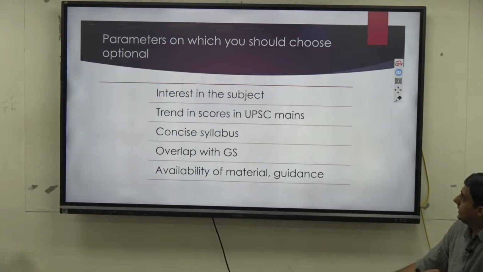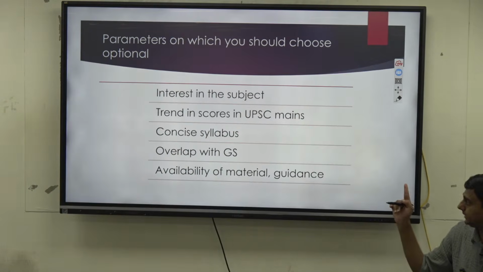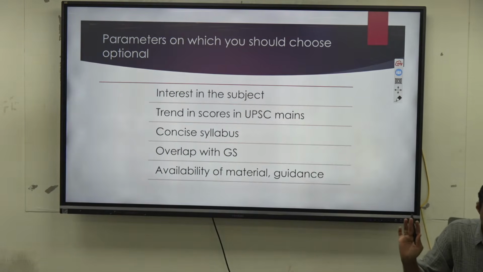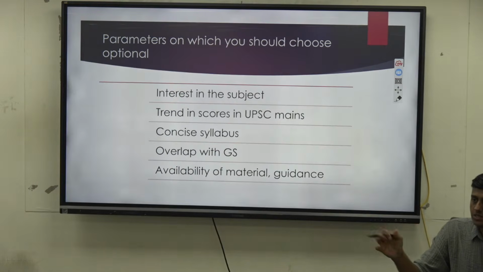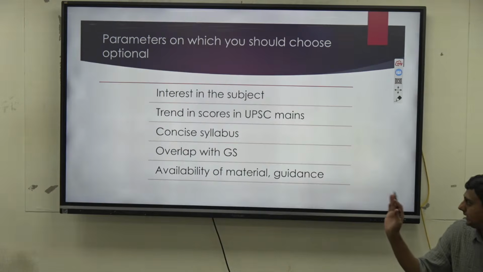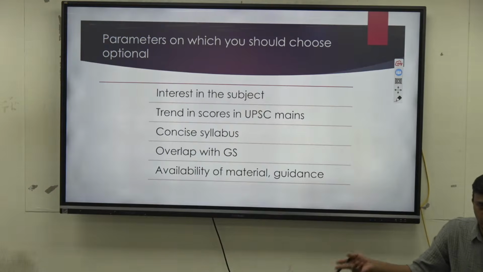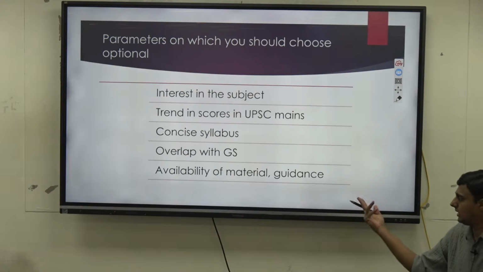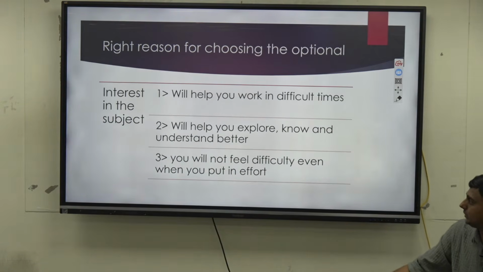Just to get an idea, if you want to choose any optional, the first thing is, at least some basic interest you should have. Say you're from a BA background, but a lot of people are telling you anthro is working well, so you'll take anthro. That will not work, because some orientation and interest is very important. Then the trend, how the scores are going. Then the syllabus. Then to what extent it will help me in my GS. Then of course, do you have classes? Do you have materials, reference books, everything? Those are all other factors. But broadly, I've already given you an idea.